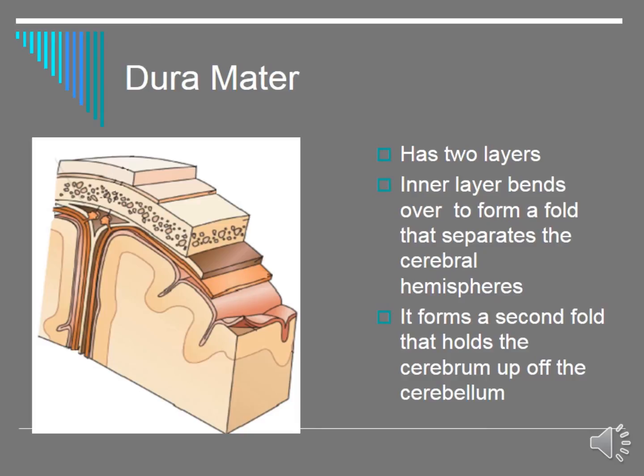Last but not least, just to talk about the different protective layers of the brain and the spinal cord. Inside the skull and the vertebral column, the brain and the spinal cord are loosely suspended and protected by connective tissue layers, and we refer to those connective tissue layers as meninges.